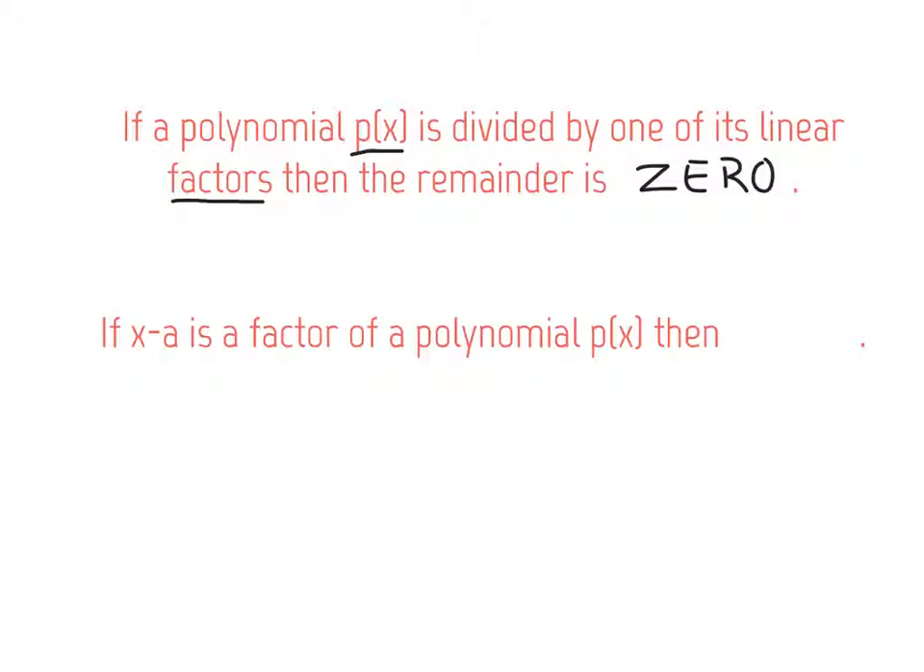Now let's assume that we have some quantity, we'll call it x minus a, and we know that he is a factor of the polynomial p of x. If you were to evaluate p of a, the answer is again guaranteed to be 0.